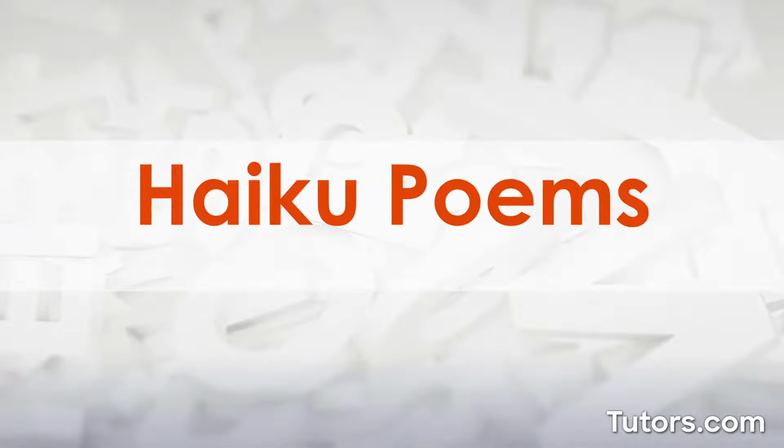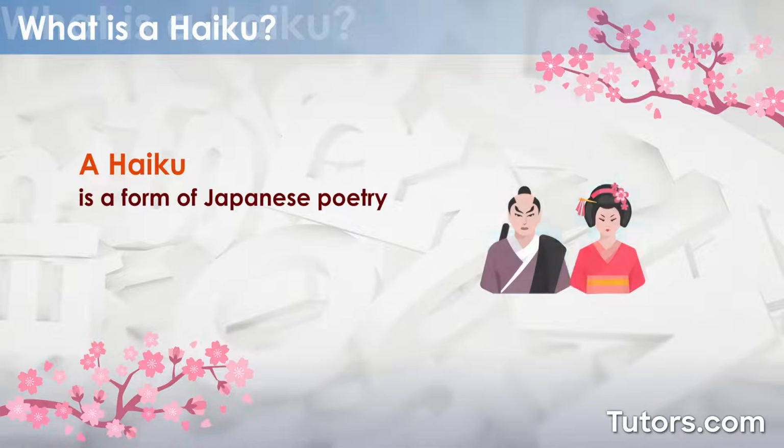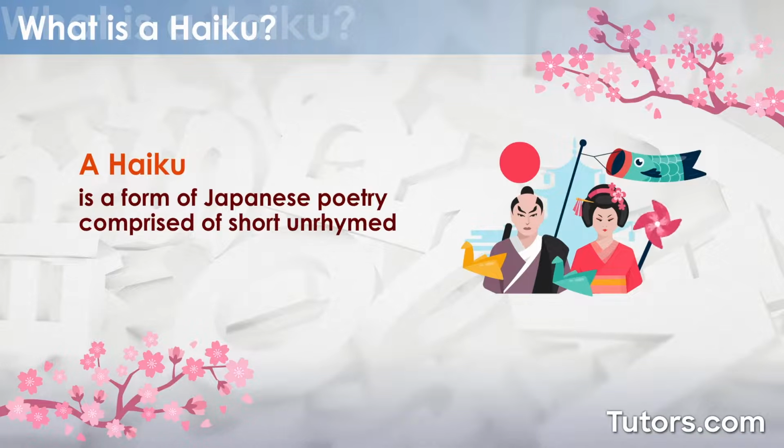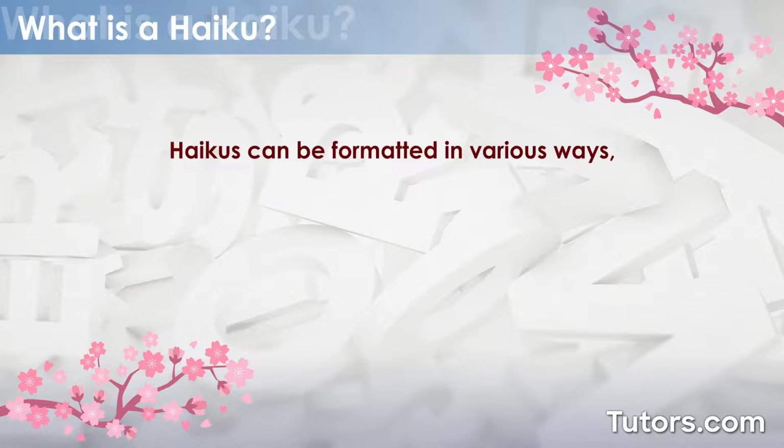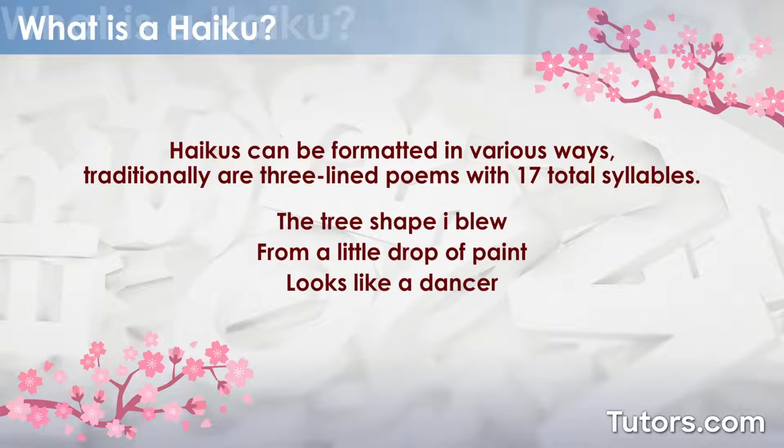What is a haiku? A haiku is a form of Japanese poetry comprised of short unrhymed lines that incorporate natural imagery. Haikus can be formatted in various ways, but traditionally are three-line poems with 17 total syllables.